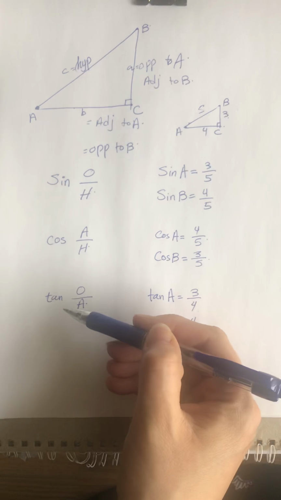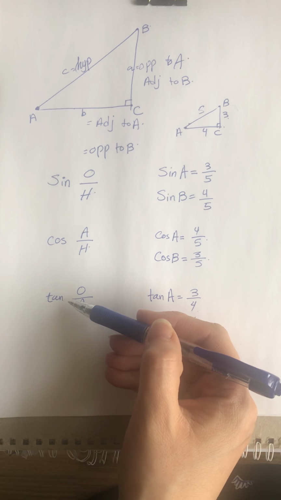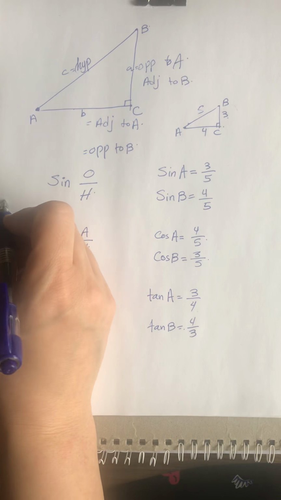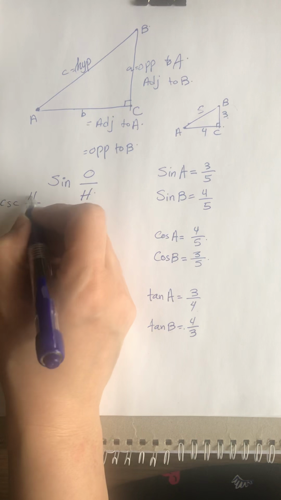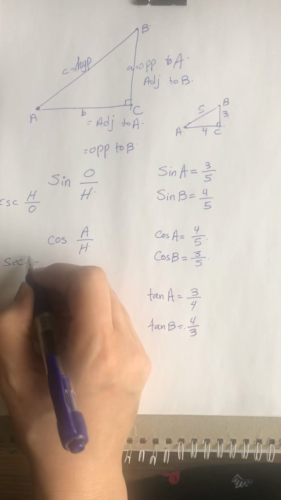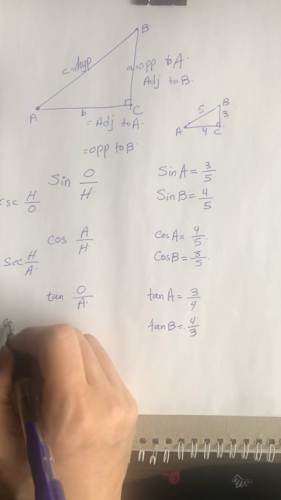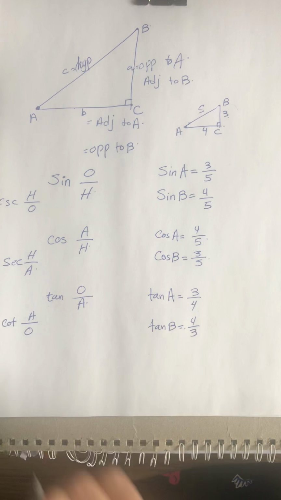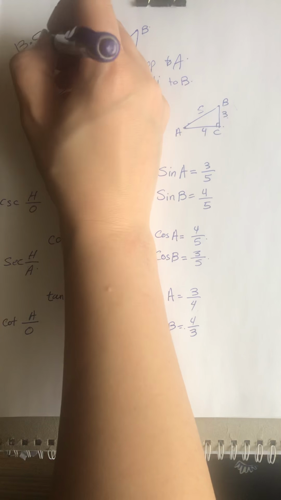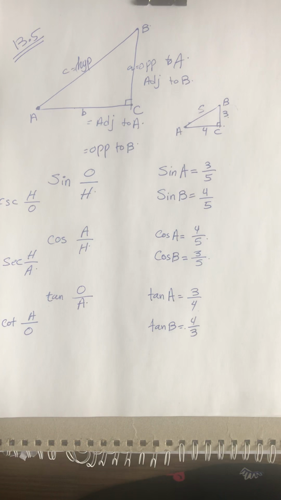These are called the primary trigonometric ratios. The secondary ones are the opposites to them. So we have cosec, which is hypotenuse over opposite. We have sec, which is hypotenuse over adjacent. And we have cotan, which is adjacent over opposite. You can find this in chapter 13, 13.5, the trigonometric ratios.